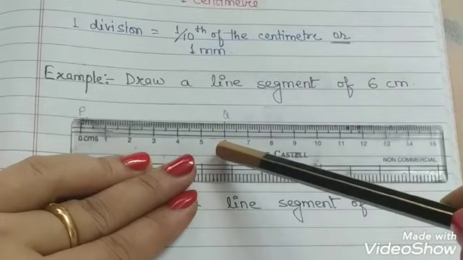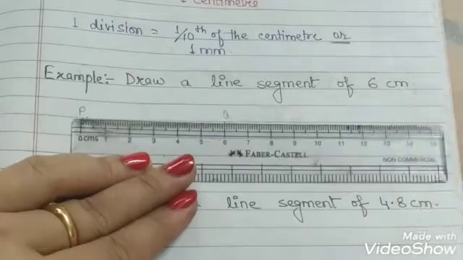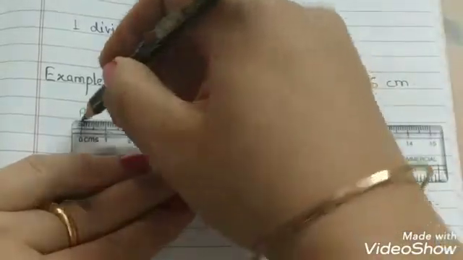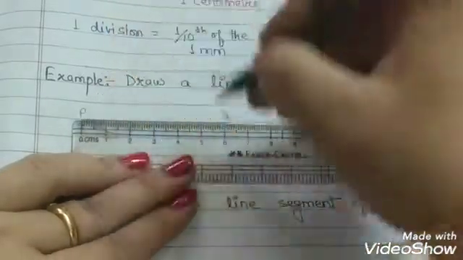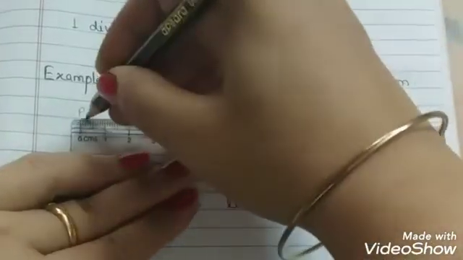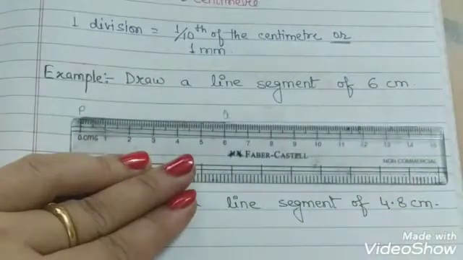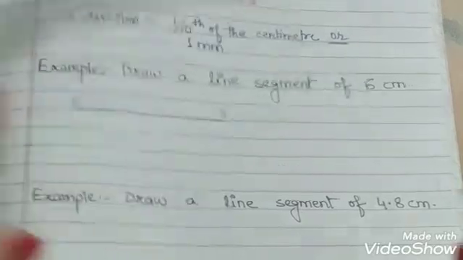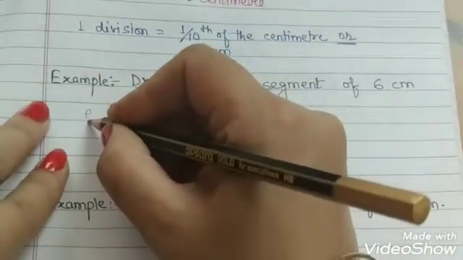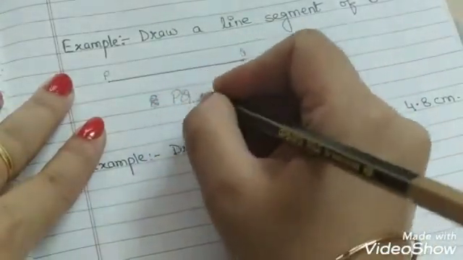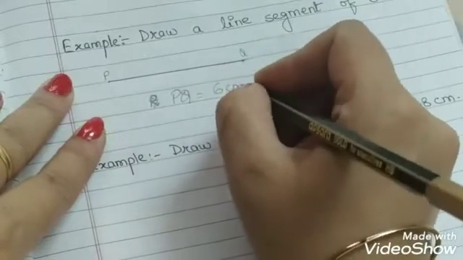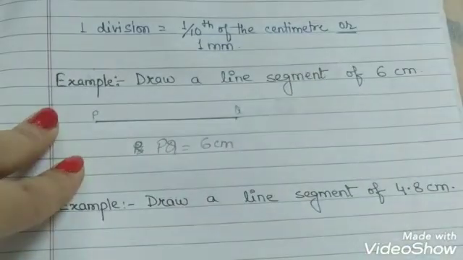And then what will we do? We will draw a line with the sharp pencil and join P and Q, along the edge of the ruler, to join these 2 points. Thus we obtain line segment PQ, where PQ is equal to 6 centimeter.